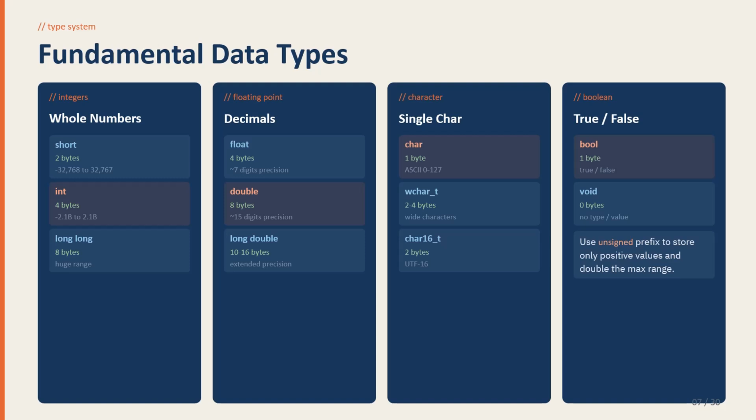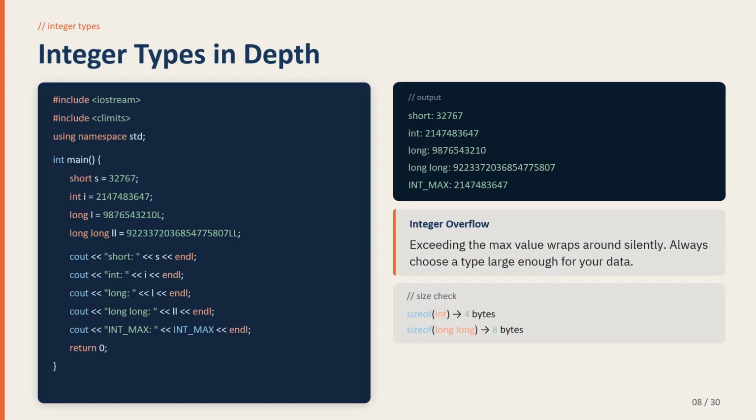Next is fundamental data types. C++ provides several built-in data types. For storing whole numbers, we use short, int, long, depending on the required range. For decimal numbers, we use float, double, or long double. Characters are stored using char, while logical values are stored using bool. Now the integer types in depth. The different integer types support different ranges of values. Short stores relatively small integers, while int is the most commonly used integer data type. For very large numbers, C++ provides long and long long data types.